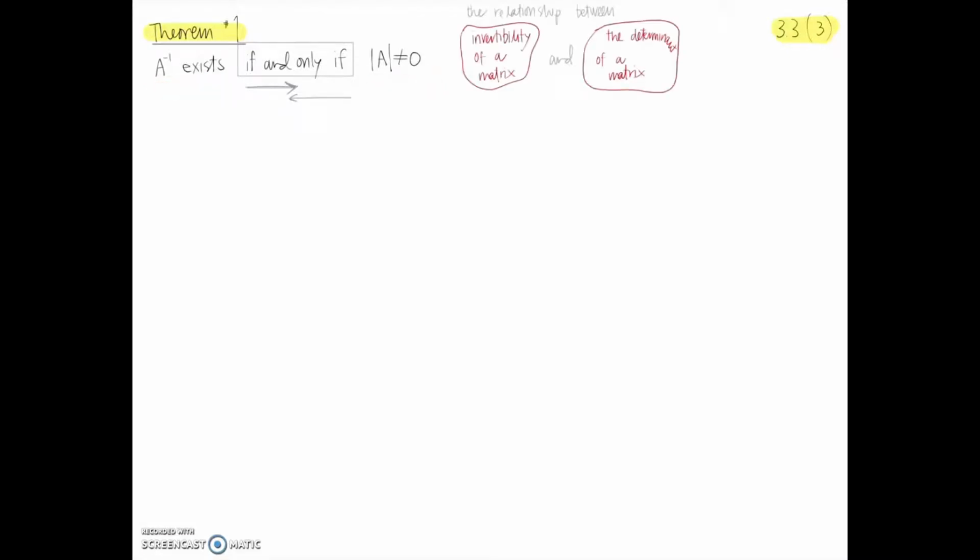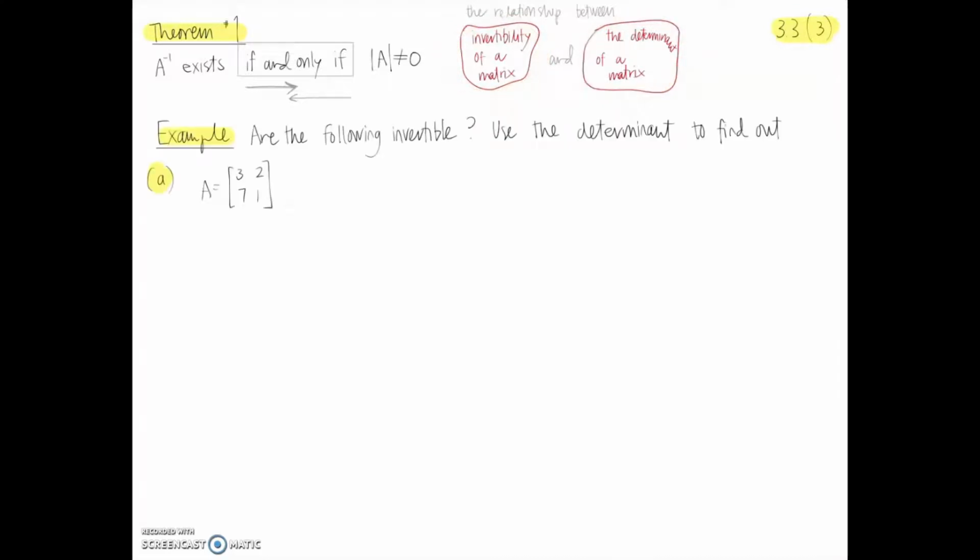So in this theorem, we see the relationship between the invertibility of a matrix and the determinant of a matrix. We developed these ideas kind of separately. We never knew that they would go together, but they definitely go together. Determinant not equal to 0, you know you have an invertible matrix. So let's look at a couple examples. Are the following matrices invertible? And we're going to use the determinant to find out.